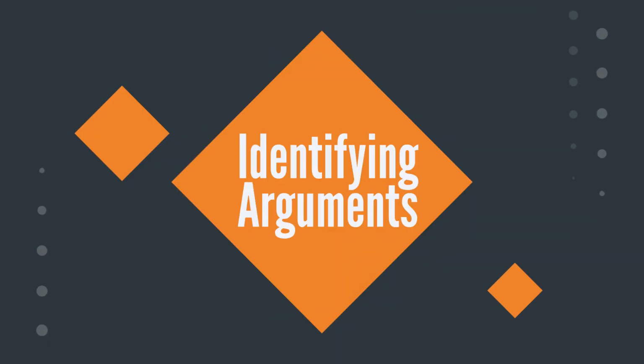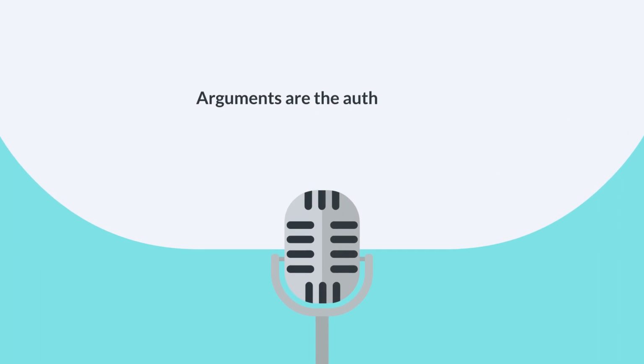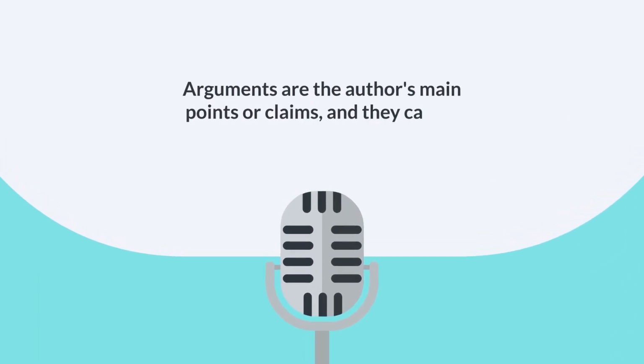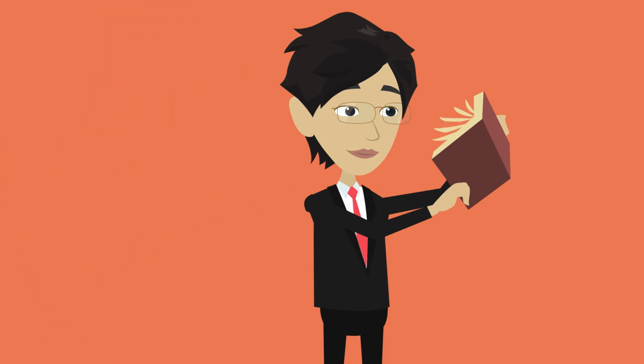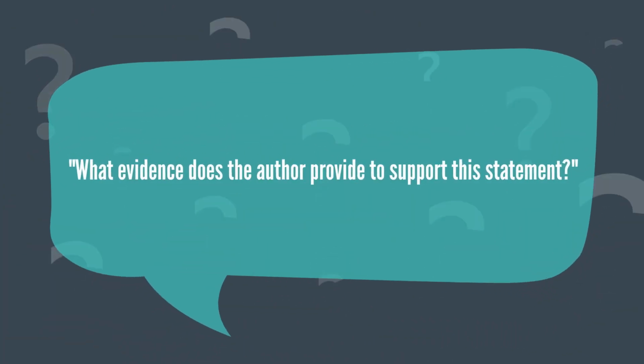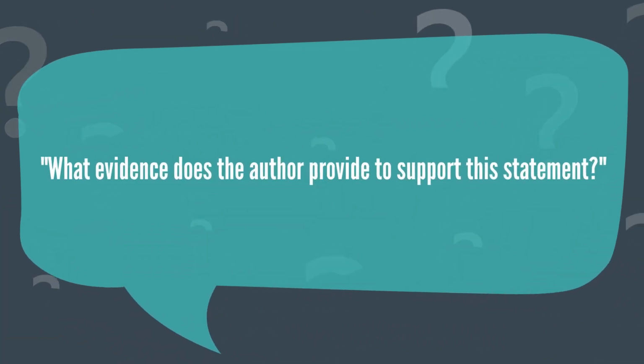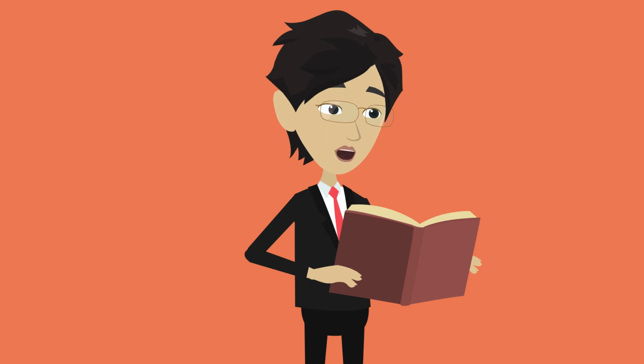Identifying arguments. The next strategy we'll cover is identifying arguments. Arguments are the author's main points or claims, and they can be supported by evidence or examples. When reading a passage, look for statements that are presented as facts or opinions, and ask yourself, what evidence does the author provide to support this statement? This will help you identify the author's argument and understand how the author supports their claims.